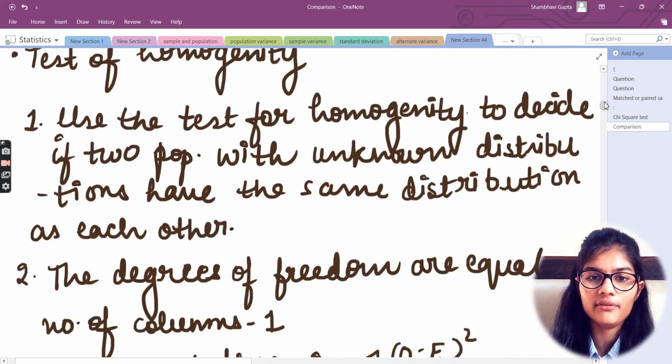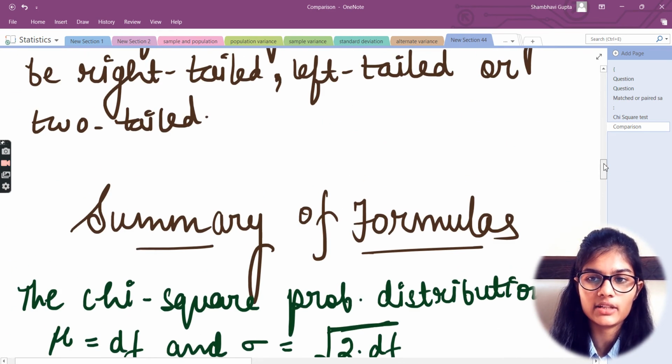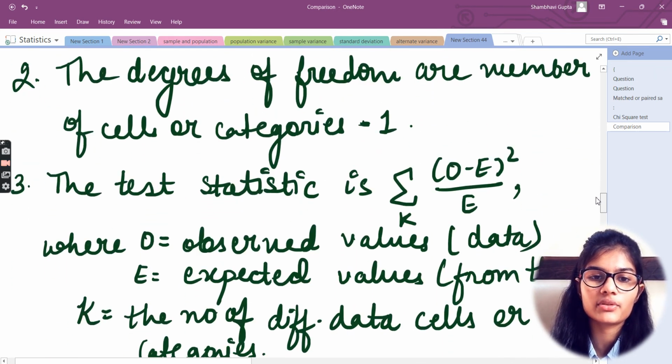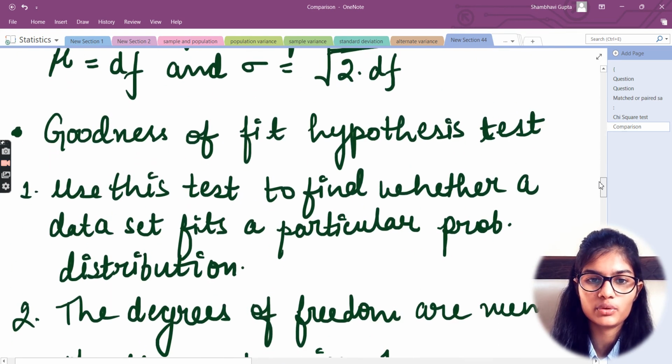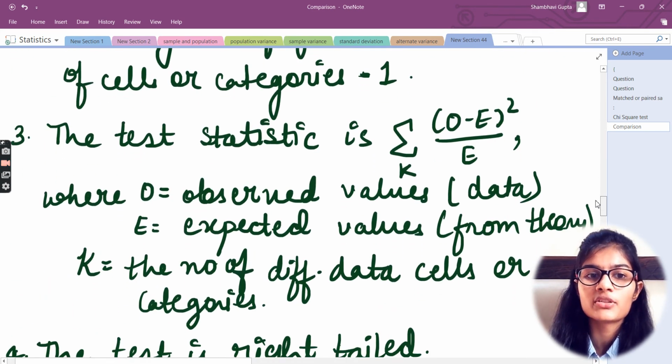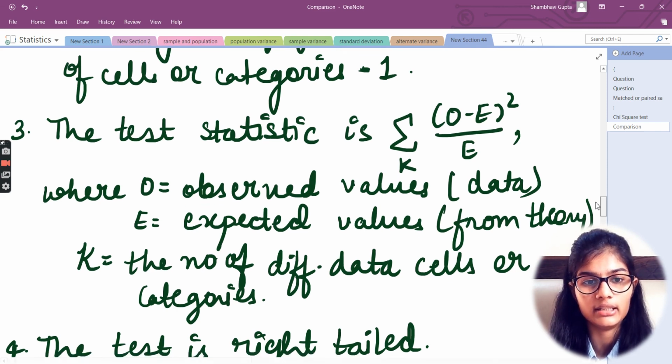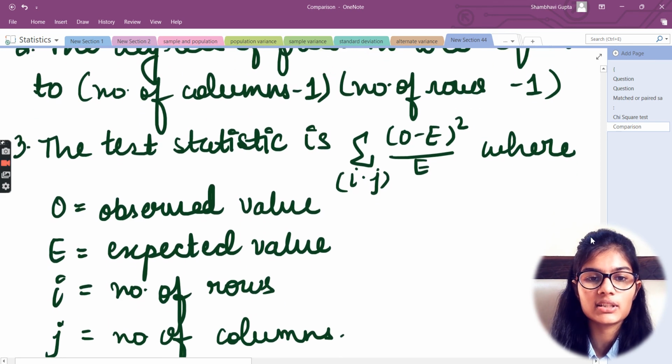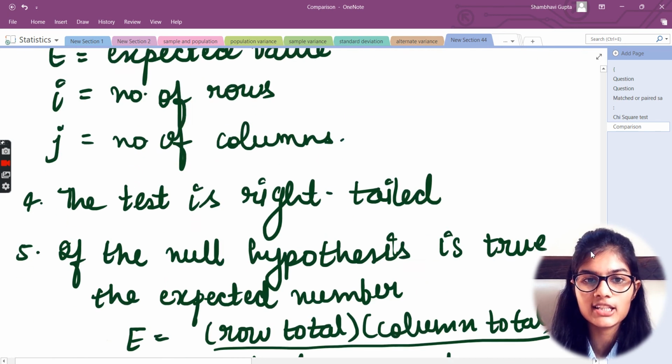Now let me just go above once. This is the summary of the formulas that we have seen. For the goodness of fit hypothesis test, the test statistic is sigma over k of (O minus E) whole squared divided by E. Next, for the test of independence, the test statistic is sigma over i times j of (O minus E) whole squared divided by E.